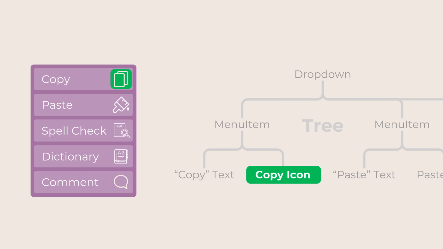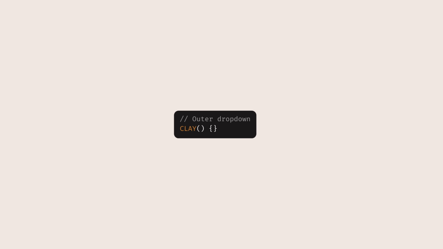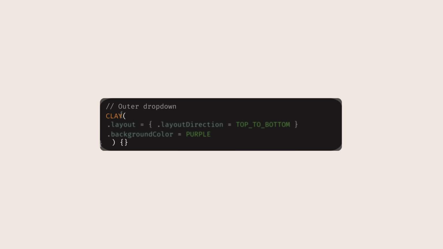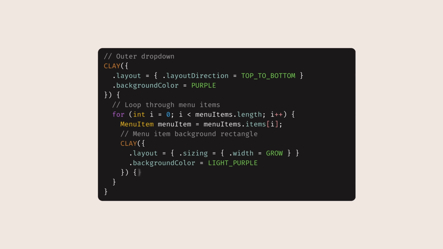Clay provides an API that allows you to easily construct these trees, which we refer to as UI hierarchies. You create individual UI elements by calling the Clay macro. In the parenthesis, you can configure your element, so we'll tell our outer dropdown to lay out its children from top to bottom, give it a purple background color, and then in the braces following that, you can create more elements that are automatically added as children in the internal tree structure.